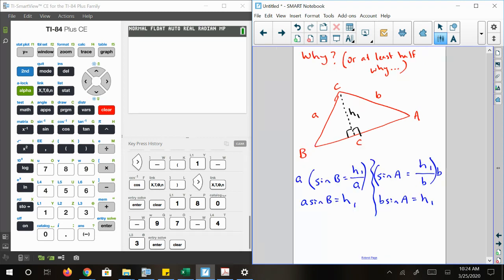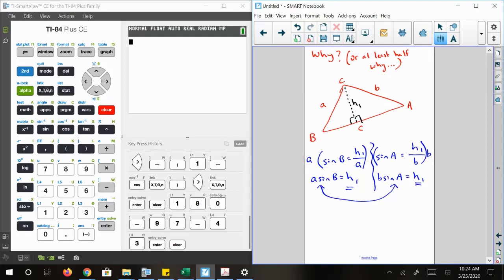Okay, so what we've done here is we've created two separate statements that are both equal to h sub 1, which means I can also set the left side of both of those equations equal to each other. So I can now set up another statement that says a times the sine of b equals b times the sine of a. Okay, and now all we're going to do is some basic algebraic manipulation here to get this to look like the law of sines.